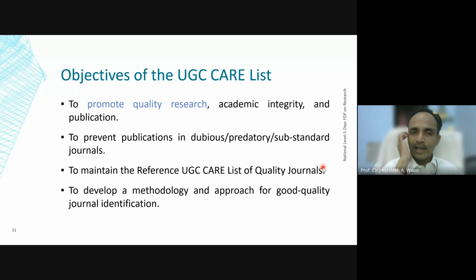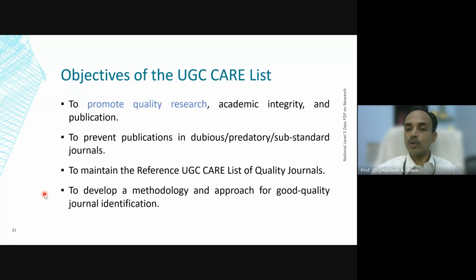Now, why is there a need of the UGC CARE list? There is a need of the UGC CARE list to promote quality research, academic integrity and publication, to prevent doubtful or substandard journals, to maintain the reference UGC CARE list of quality journals, and to develop a methodology and approach for good quality journal identification. The main thing is you have to identify the journal. That is very important.